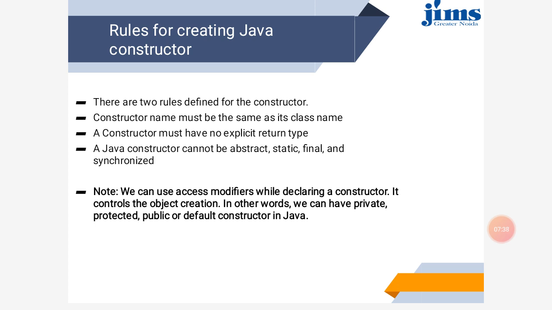A Java constructor cannot be abstract, static, final, and synchronized. So these are some words which, when placed, have some meaning. So we are not using these words before any constructor. But we can use access modifiers while declaring a constructor. It controls the object creation. It means access modifiers like default, private, public, protected are used in a constructor based upon our requirement.